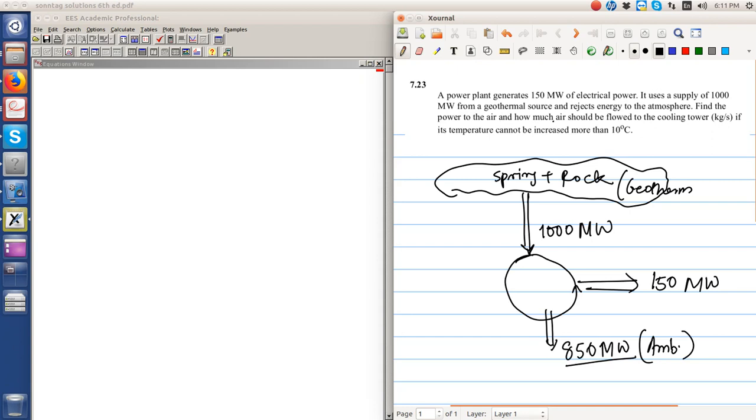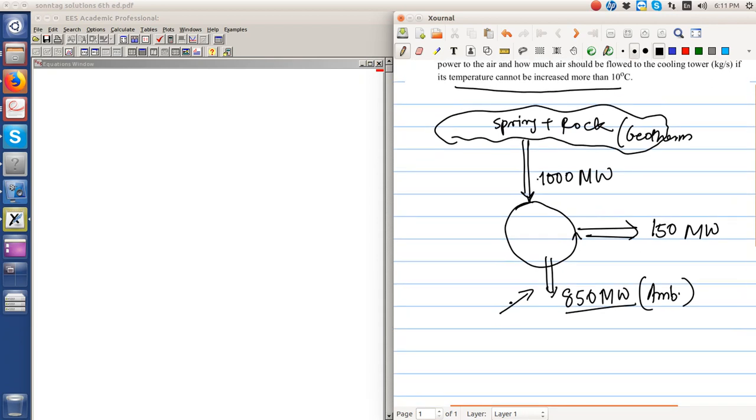and how much air should be flowed to the cooling tower if the temperature cannot be increased more than 10 degrees Celsius. So this data we had obtained using the first law, because whatever is coming in, whatever is going out is equal to the deficit. So this is the heat transferred to the air.